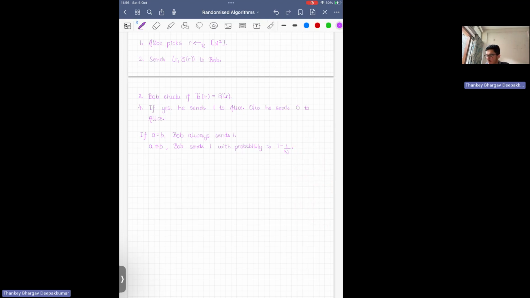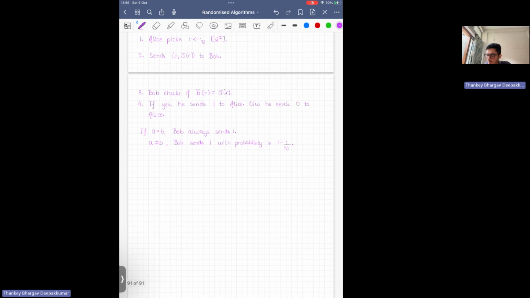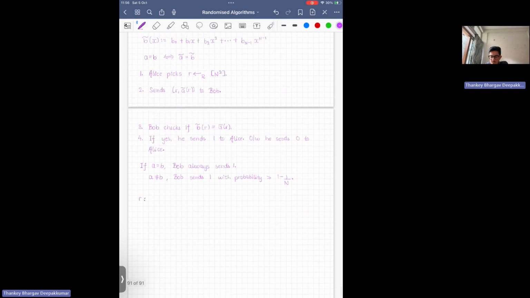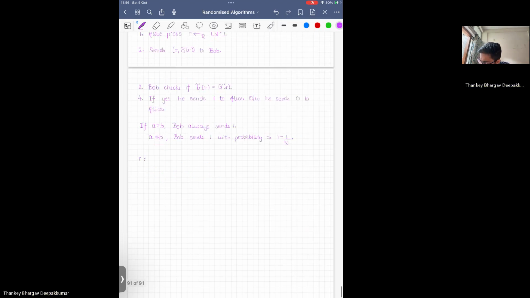It's not difficult. But okay, so now let's analyze the communication complexity. What does Alice send? Alice sends R, a number from 1 to n square, and to send a number less than or equal to B, for any B, you need at most 2 log B bits, or even log B plus 1 bits. So let's say order log B bits. So R requires order log n square, which is order log n bits.